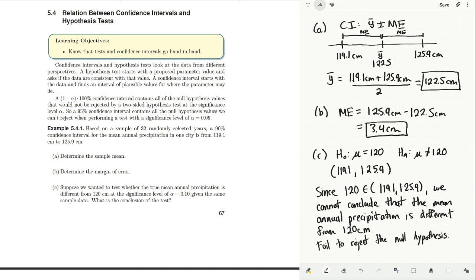And that's because the confidence interval gives us possible values for the population parameter. And since 120 falls within the confidence interval, then the true population parameter could be 120. So we don't have enough evidence to conclude that it's different from 120.